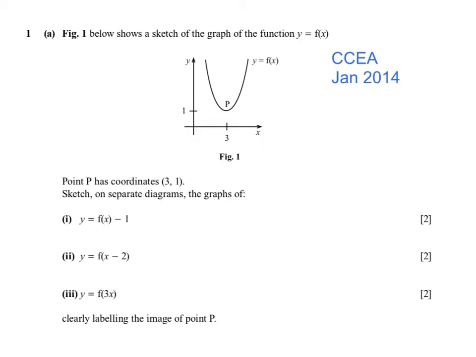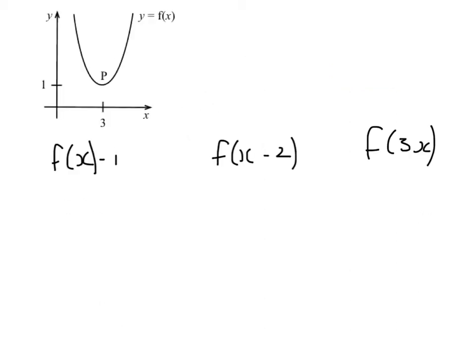January 2014, Core 1, Question 1. The shape of the graph will remain constant and the function will tell us what translation to apply to the coordinates. So look at P, which is at 3, 1. This one we want to take the y coordinate and take away 1. So P is going to move to 3, 0.